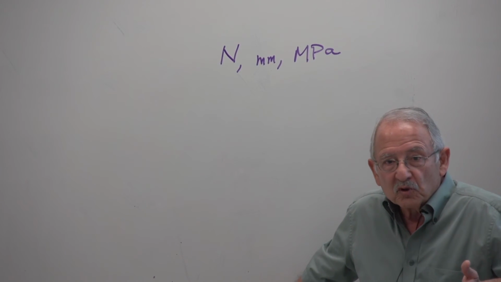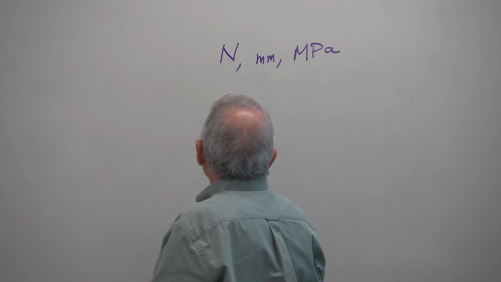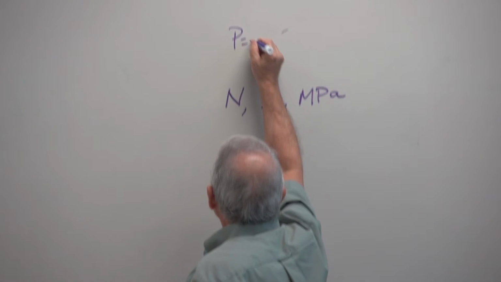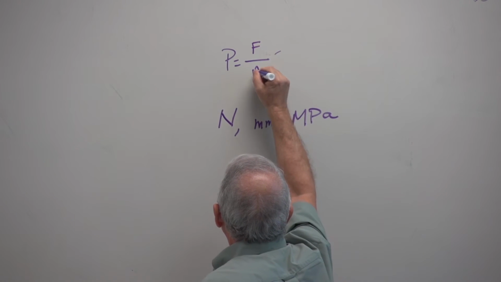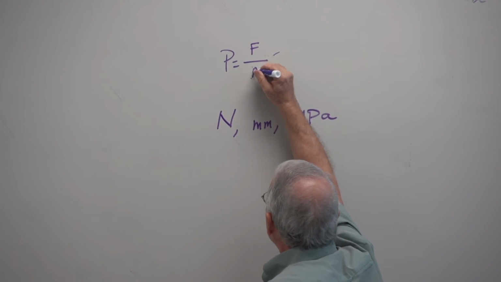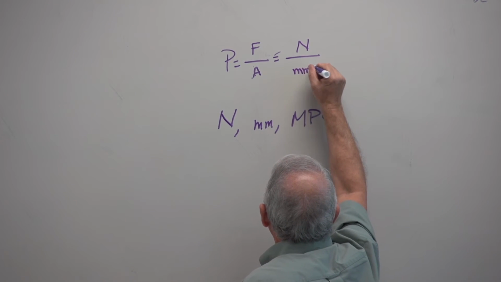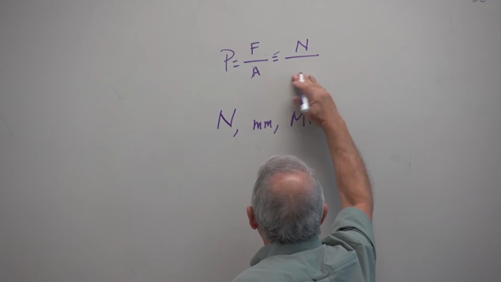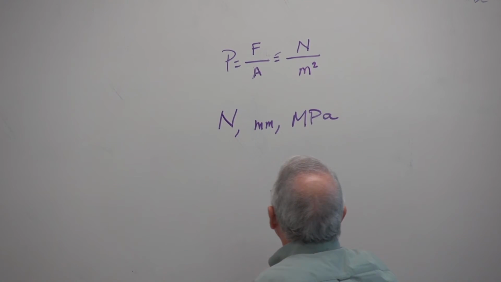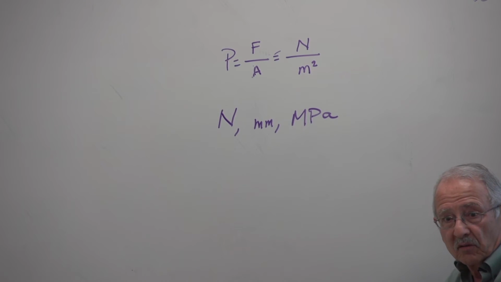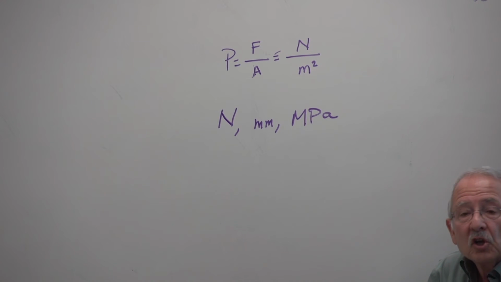And it's very simple to recognize this, because if you look at the simple stress equation, from a dimensional point of view, this is newtons divided by meters squared. That's the way we usually do it. It's called a Pascal. And it's a very small number.